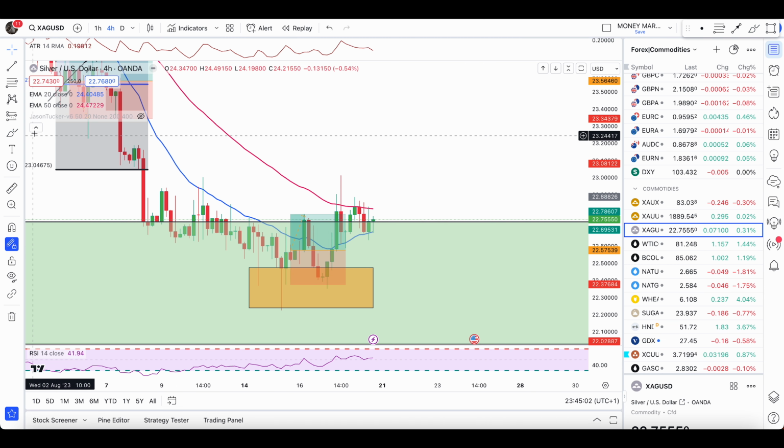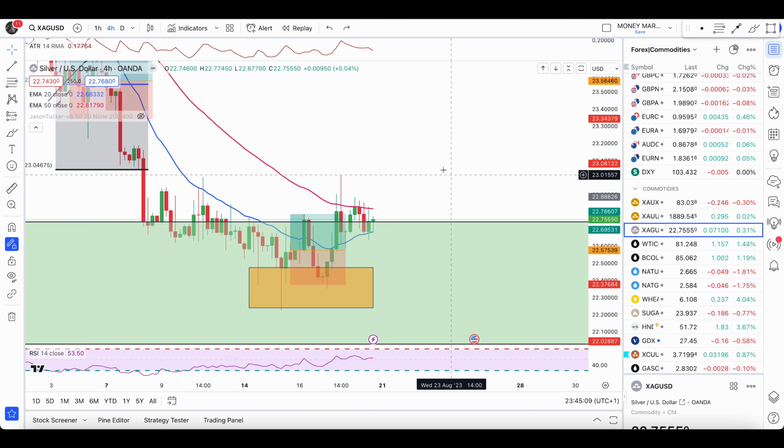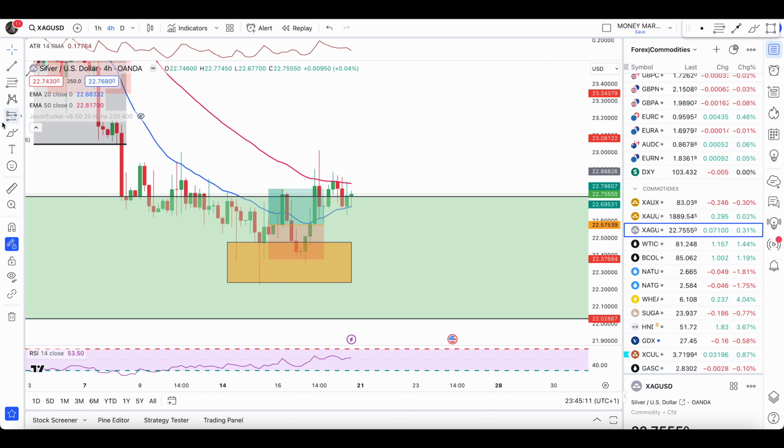Next one, we have silver. Silver has played out nicely with this double bottom pattern right here, as I've mentioned in my last videos, and price has pushed up nicely. Price is still below the 50 EMA. All I want to see is a complete break above this previous high right here. Once that happens, the price will turn completely bullish and we can have a possible continuation towards the upside.